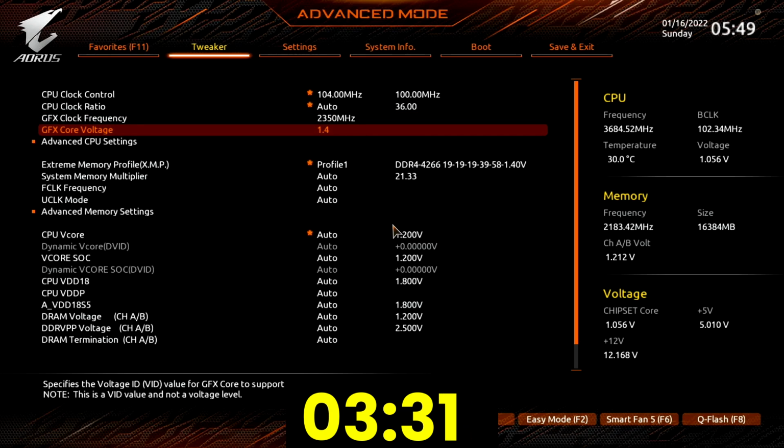Set GFX core voltage to 1.425. This increases the voltage for the SoC as well as the graphics core. Note that this is only 25 millivolts higher than the automatic voltage boost we get when enabling PBO.